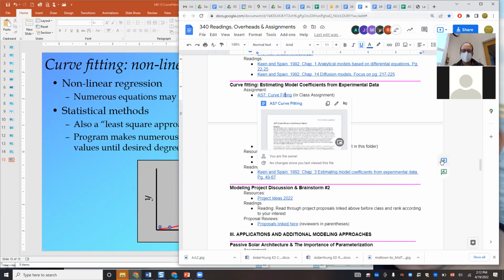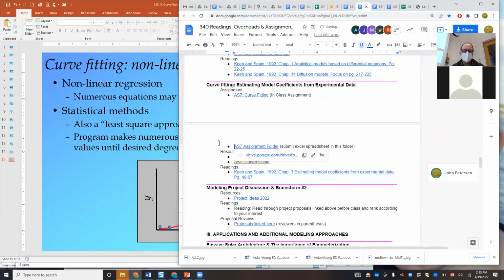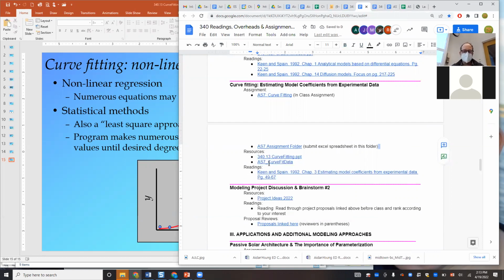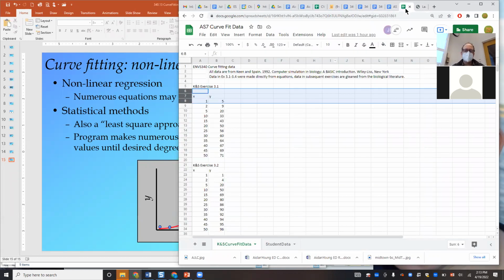But then I also want you to open and then make a copy of this AS7 curve fitting data. Well, I happen to have both of those open, but once you open this, please make a copy of it so you're working on a copy of it and we're not all working on the same one. So make a copy of that for yourself.